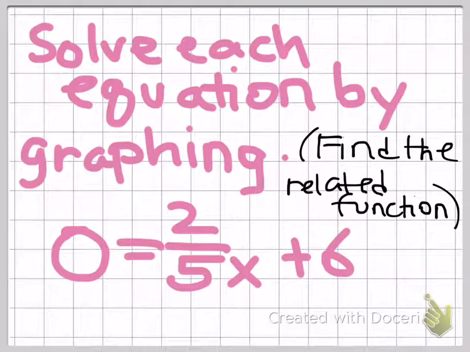So this, you're asked to solve the equation by graphing. What they suggest you do if you're asked to do this is to find the related function, which they explain a little bit in the textbook. They told us that if you see 0 in the problem, it is going to represent y. Or they also say f of x, because remember y and f of x mean the same thing. So we can replace this with y.